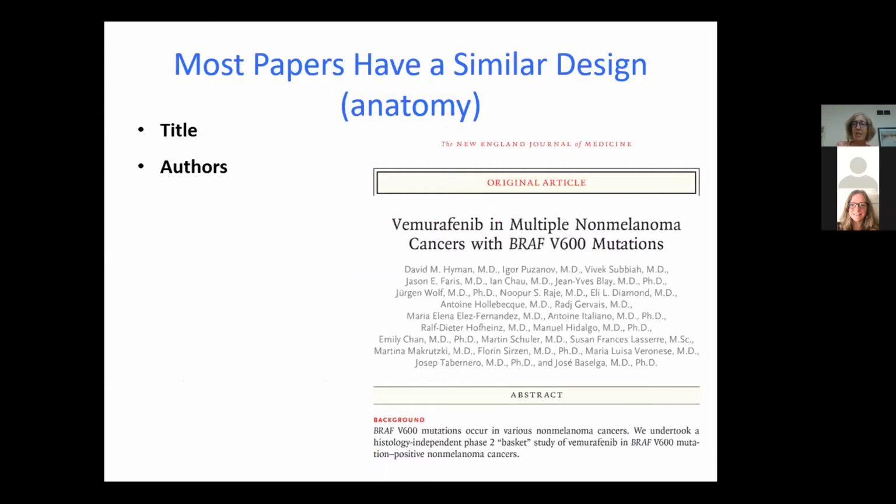Okay, so what's a paper made of? It's divided into sections, and most papers have a similar design. Not identical, but generally similar. Even though you have these different sorts of papers, they tend to be split into sections. There's a title. So here's an example. Can you see my mouse okay? Yes. Okay, good.